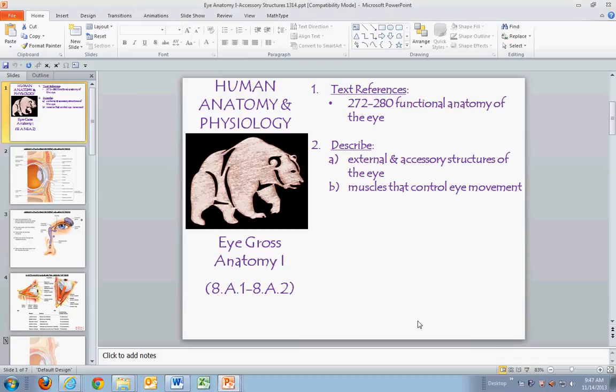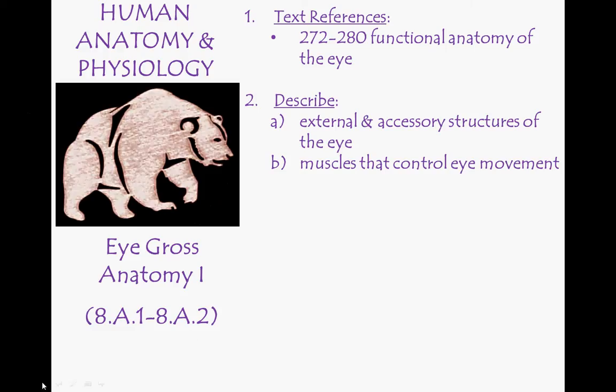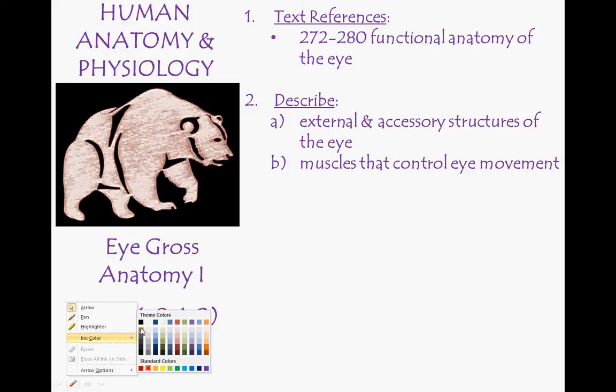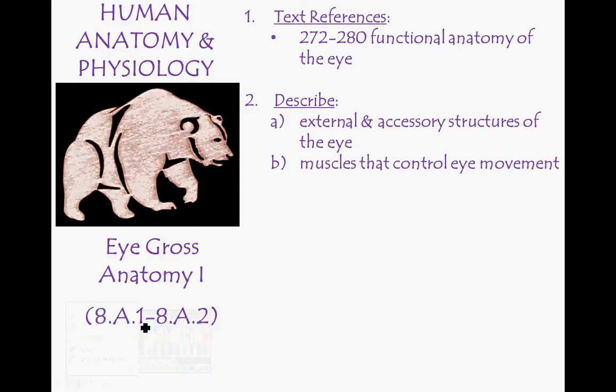Welcome to this screencast where we'll be discussing the accessory structures to the eye. This can either go before or after the gross anatomy of the eyeball itself. So here we're going to talk about the external and accessory structures of the eye, as well as the muscles that control eye movement.